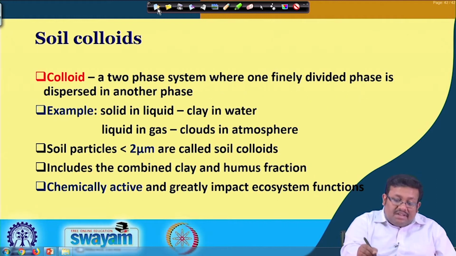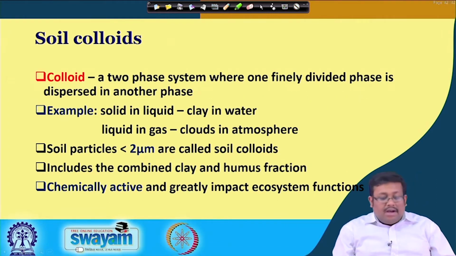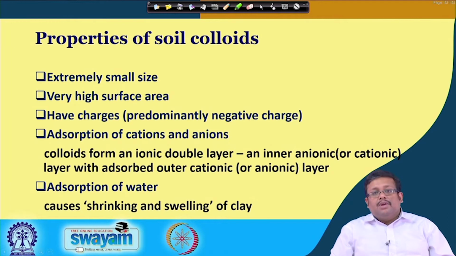Let us go to the properties of soil colloids. Obviously, they are extremely small in size and they have very high surface area. They have charges which are predominantly negative, and there will be adsorption of cations and anions on the surface of the soil colloids.